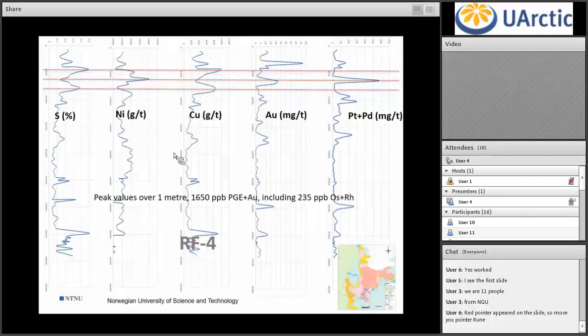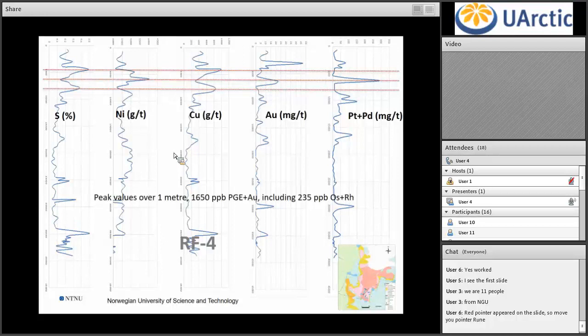Finally, I should mention very shortly that the Reinfjord complex is characterized by numerous copper nickel PGE deposits. This is what they may look like. This is one of the drill cores that we made as part of the project in 2012-2014. It is drill core number 4.